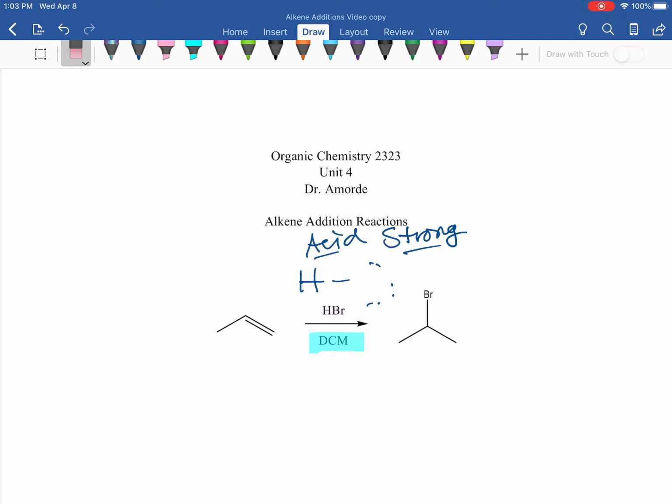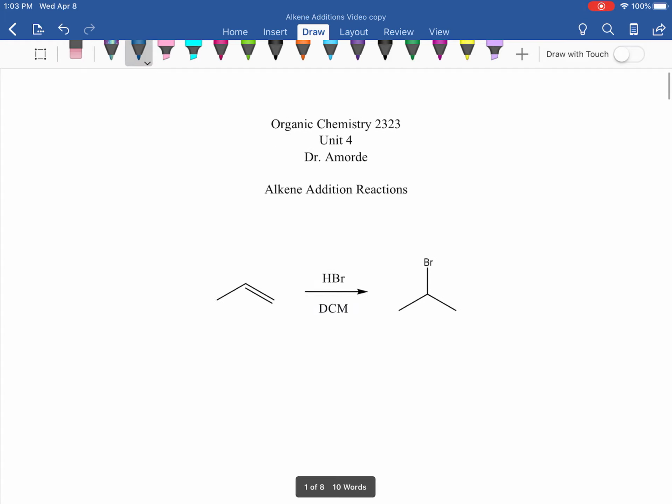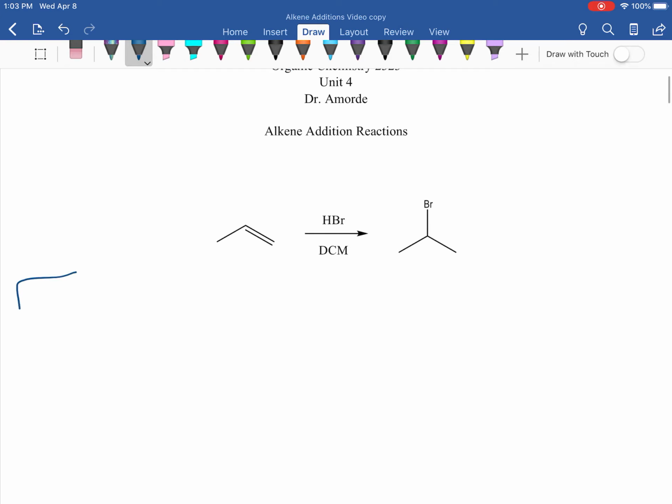What do we do with it? Let me draw a mechanism. I've already kind of given it away for free. You see the product, but let's draw the mechanism. This mechanism is fun. All right, let's draw some brackets here. We've got a nice alkene out there and available electrons. We've got a strong acid, HBr. That's our first step.